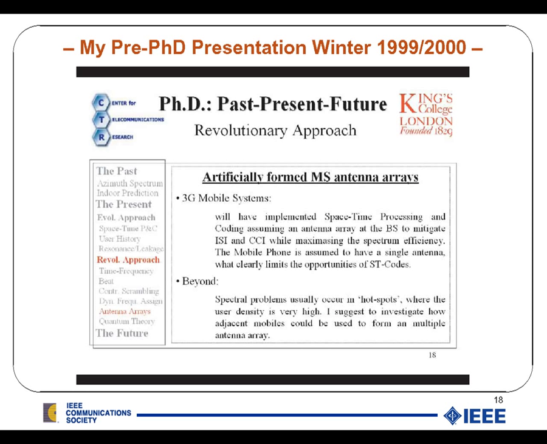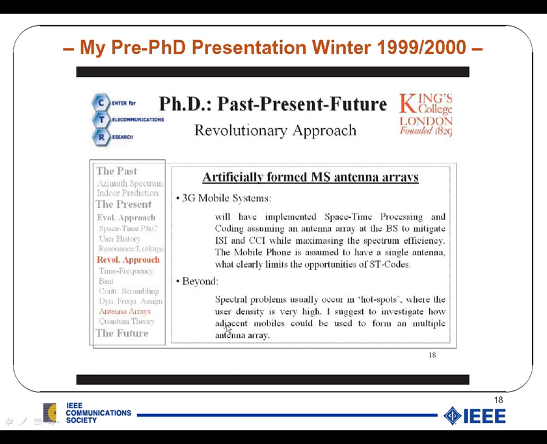I give you here my PhD presentation slides from winter 1998-2000, where I've written, in fairly bad English actually, my idea of using or forming these artificially formed antenna arrays. The idea was to use them exactly in hotspots where you have many users at a certain space competing for the spectral space available, to form jointly cooperative entities to actually boost capacity and use the opportunity of having these antenna arrays there.